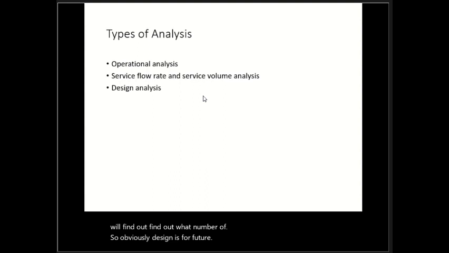The first two were for existing highways. In operational analysis you are trying to find out what? Level of service. In service flow rate analysis you are trying to find out what? The service flow rate. Don't make it complicated. Service flow rate analysis you are trying to find out the service flow rate. The limit of level of service. Maximum boundary. Very good.